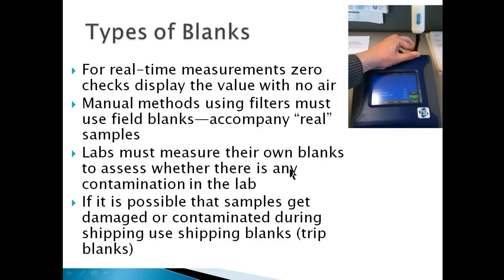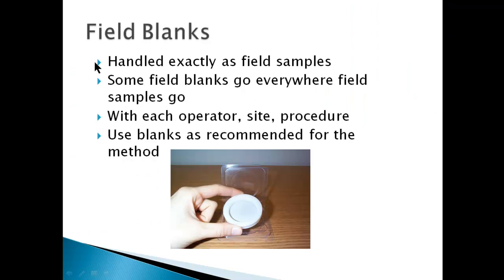Labs must use their own blanks. I think every 10th filter that they weigh is a blank. And then trip blanks are just for assessing whether anything got damaged or contaminated during shipping. So trip blanks just go with the cooler and then sit in the office and then get transported back in the cooler back to the lab just to see if anything happened during the shipping process. Field blanks, again, they go everywhere the field samples go. This is a picture of a PM2.5 filter.